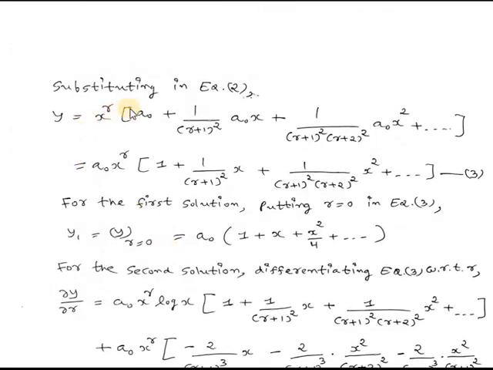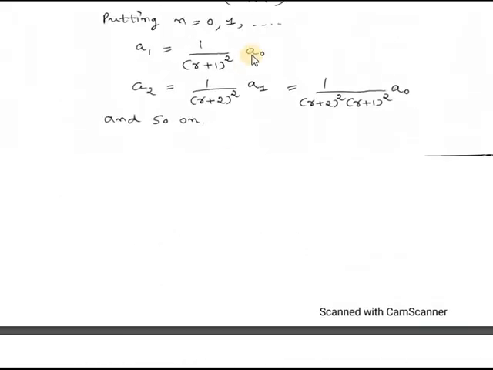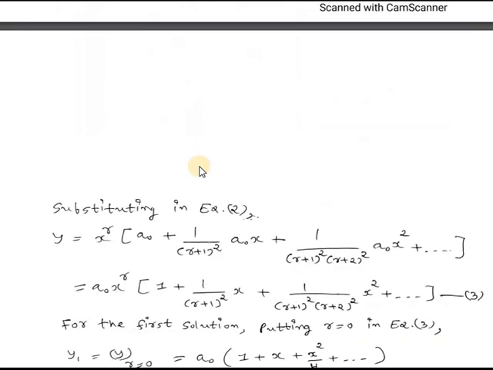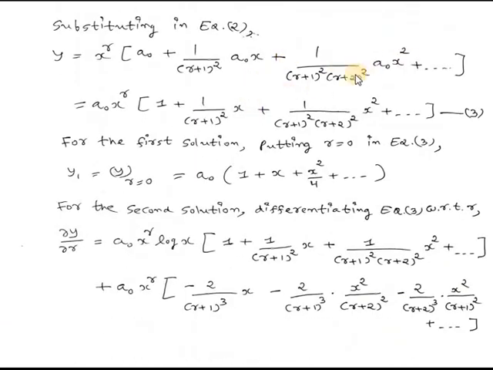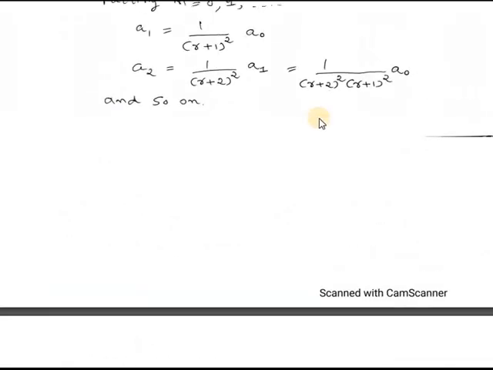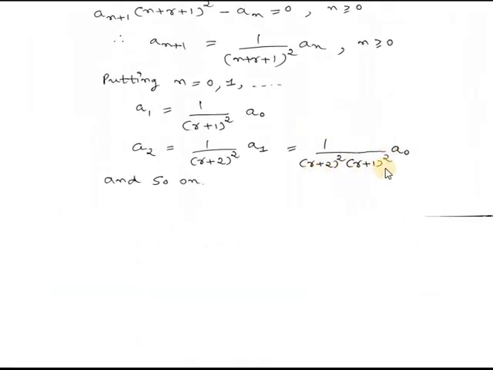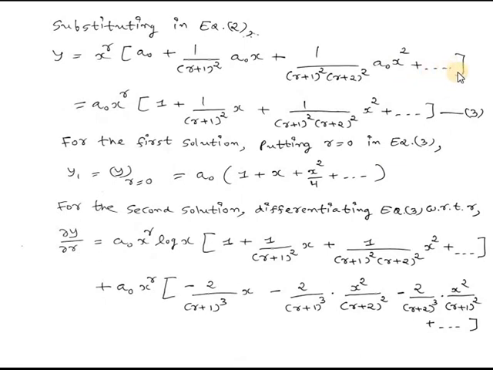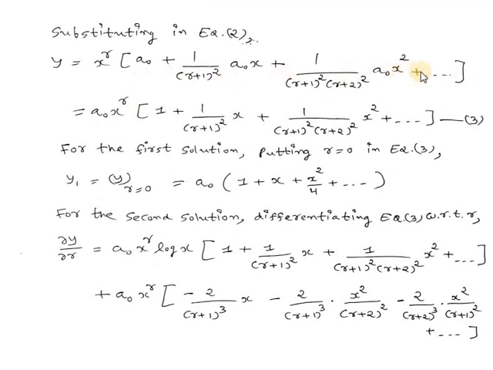y is equal to x raised to r times (a0 plus a1 x). What is the value of a1? That is a0 divided by (r plus 1) whole square. Plus a2 x square. What is the value of a2? That is a0 divided by (r plus 2) whole square, (r plus 1) whole square, plus so on. Now taking a0 common from these terms, we will get a0 x raised to r in bracket 1 plus 1 divided by (r plus 1) whole square into x plus 1 divided by (r plus 1) whole square, (r plus 2) whole square, x square, plus so on. Suppose this is equation number 3.